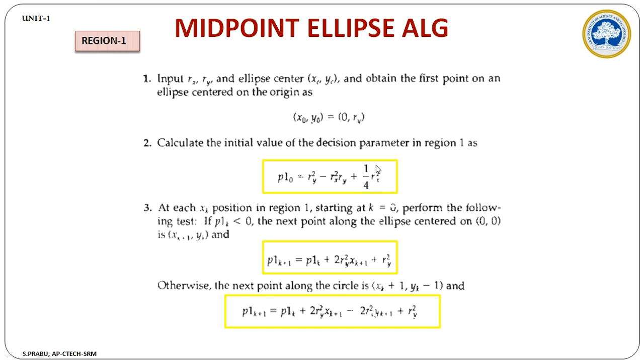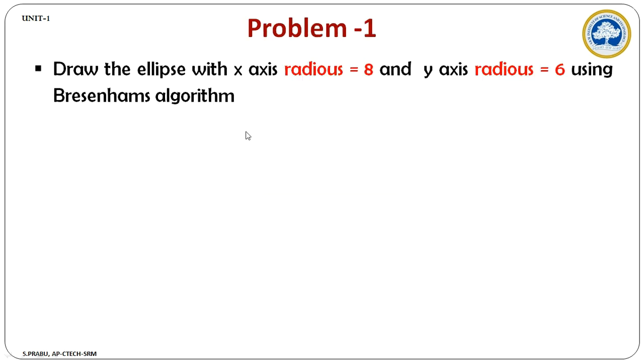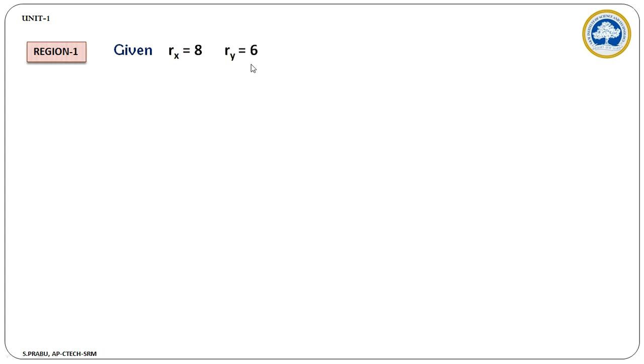So, in this algorithm, these three are important areas. This is for the initial decision parameter. Depending upon the positive or negative value, we can apply the next decision parameter. So the problem can be asked like this. They give the x radius and y radius values. First we have to find the intermediate pixels for region 1. First I explore the given values and find the initial decision parameter for region 1.